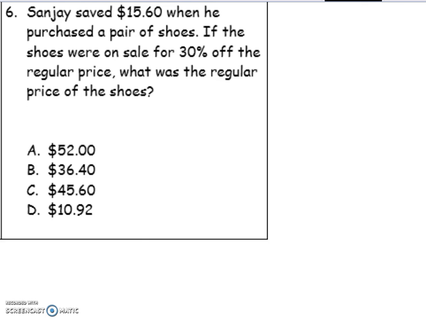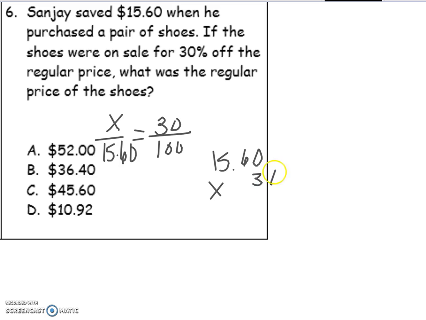Okay, question number 6. Sanjay saved $15.60 when he purchased a pair of shoes. If he bought the shoes on sale for 30% off the regular price, what was the price of those shoes? So we're going to do the cross product rule. So $15.60 times 30. We have 0, 0, 3 times 6 is 18. 3 times 5 is 15, plus 1 is 16. 3 times 1 is 3, plus 1 is 4. 2 plus 0 is 2. Then we divide by 100.